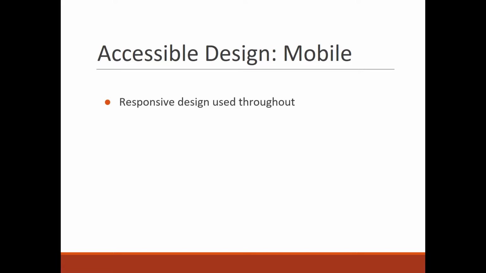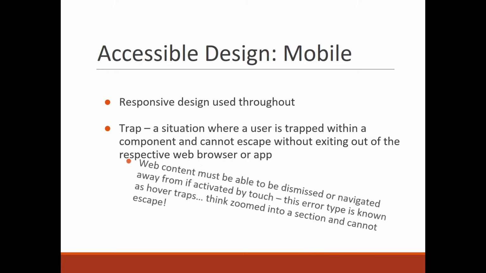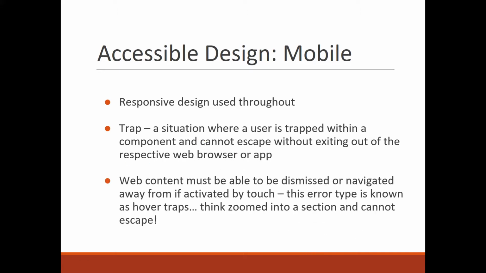So that's great for people that have low vision, or maybe some older people that have macular degeneration or whose eyesight is just deteriorating, and they'd like to have larger text on screen. Make sure there's no trap situation. Again, that's where the user's trapped. Web content must be able to be dismissed or navigated away from if activated by touch. So if you tap on something and something pops up, there has to be a way to get out of that content.